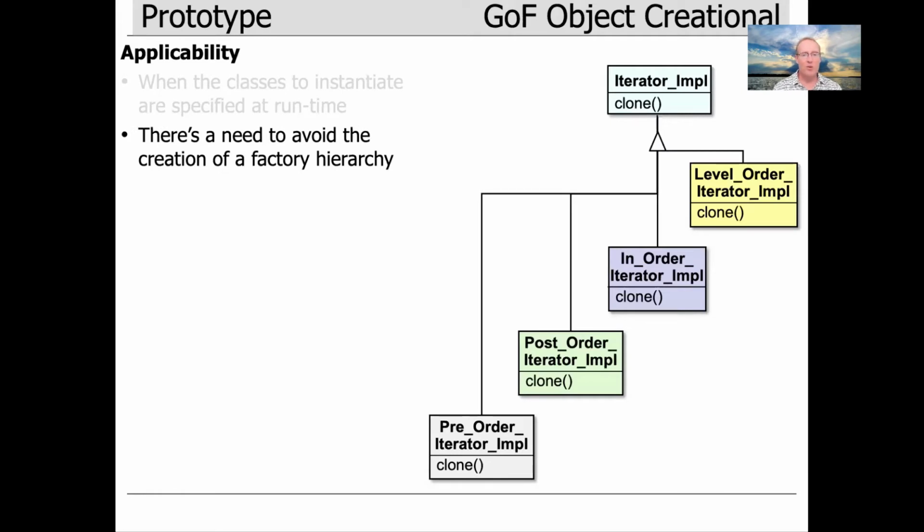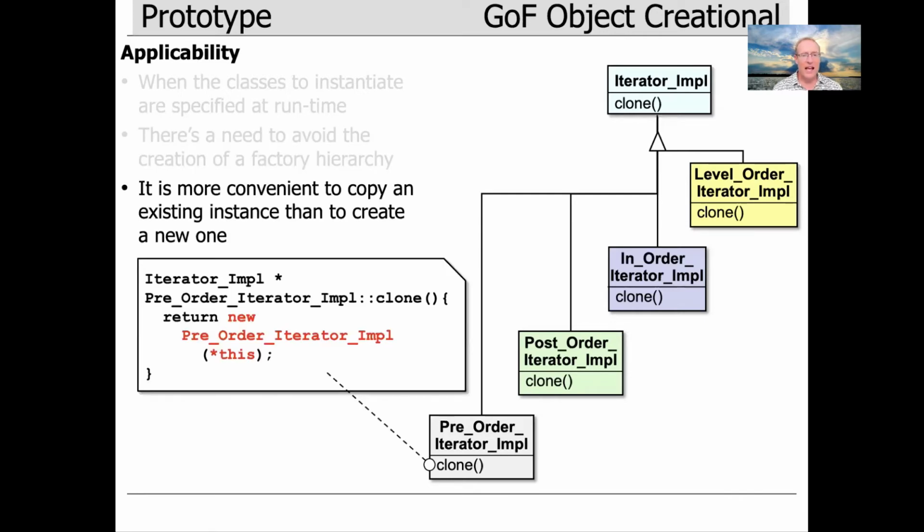There's also a need to avoid the creation of a factory hierarchy. We don't have a hierarchy of factories as we would with the factory method pattern or the abstract factory pattern. Instead, what we do is we have our hierarchy of strategies, which are represented by our different iterator impl subclasses. And then we go ahead and just define the clone method for each of those. So there really isn't a factory hierarchy. There's a hierarchy of domain objects that happen to all have a method called clone to make a prototype of themselves.